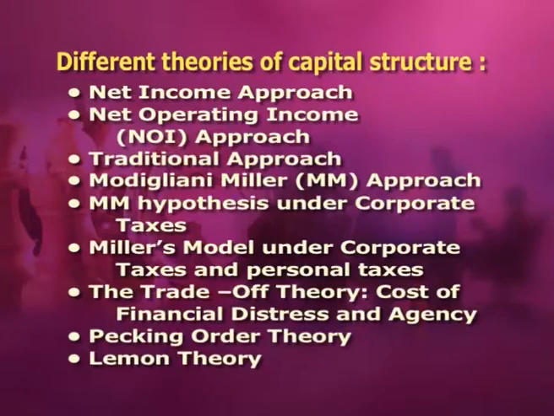The other distinct view emphasizes that the agency which takes the decision of capital structure creates a vital impact on the blend of equity and debt for financing a project. On the basis of different viewpoints, different theories of capital structure have been propounded over a period of time. These theories are net income approach, net operating income approach, traditional approach, Modigliani-Miller, that is MM approach, MM hypothesis under corporate taxes, Miller's model under corporate taxes and personal taxes, the trade-off theory, that is cost of financial distress and agency cost, pecking order theory and lemon theory.